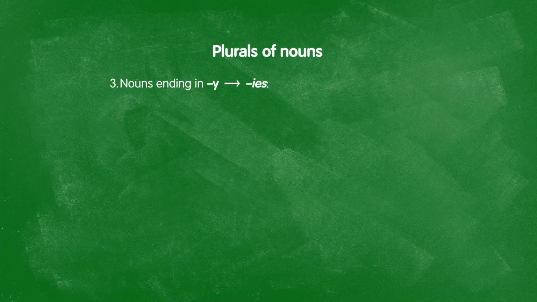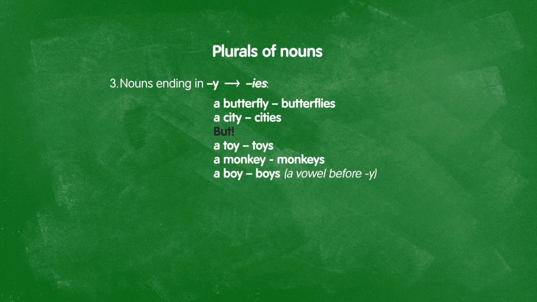Now, for nouns ending in Y, you will change the Y to an I and add ES. For example, in the words, a butterfly to butterflies with IES, as well as cities. The city, C-I-T-Y, turns to cities with the IES ending. However, again, this rule is not always true. For example, words like toy becomes toys, just with the S ending.